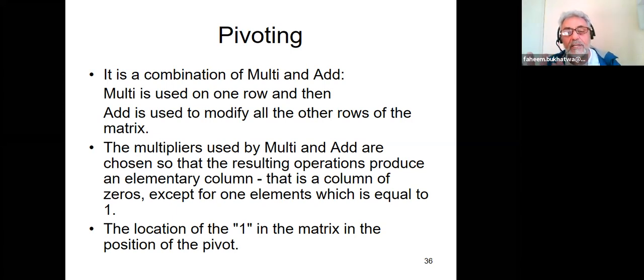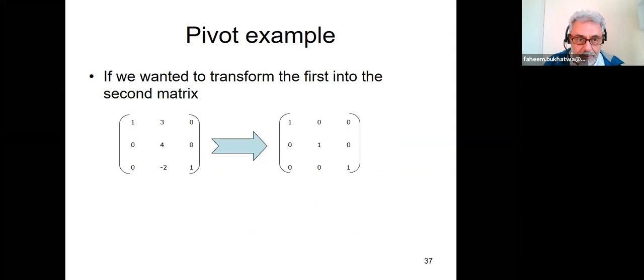Remember, the ultimate goal is to reach the unit matrix. The location of the 1 in the matrix is the position of the pivot. So the pivot is the point you don't want to change, ideally. So if we want to transform, for example, the first matrix into the second matrix, we're going to change this matrix into this matrix.